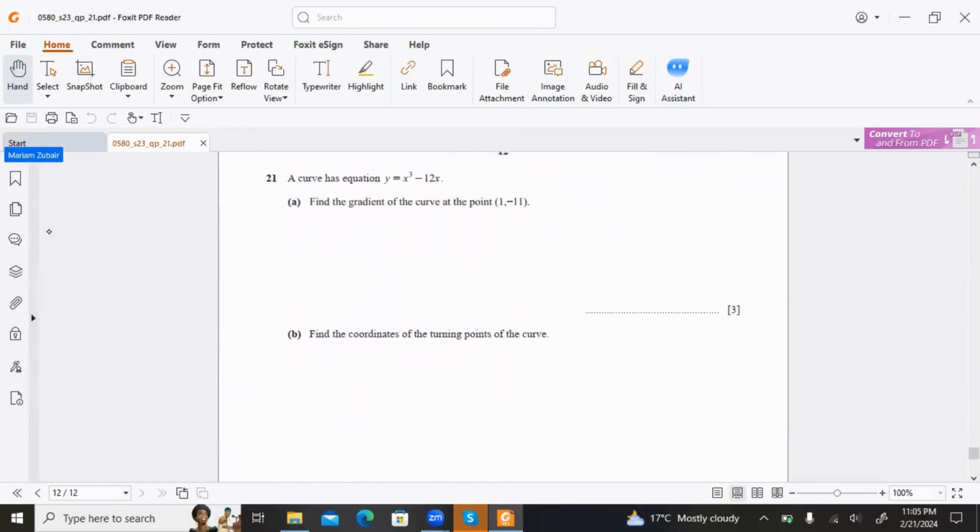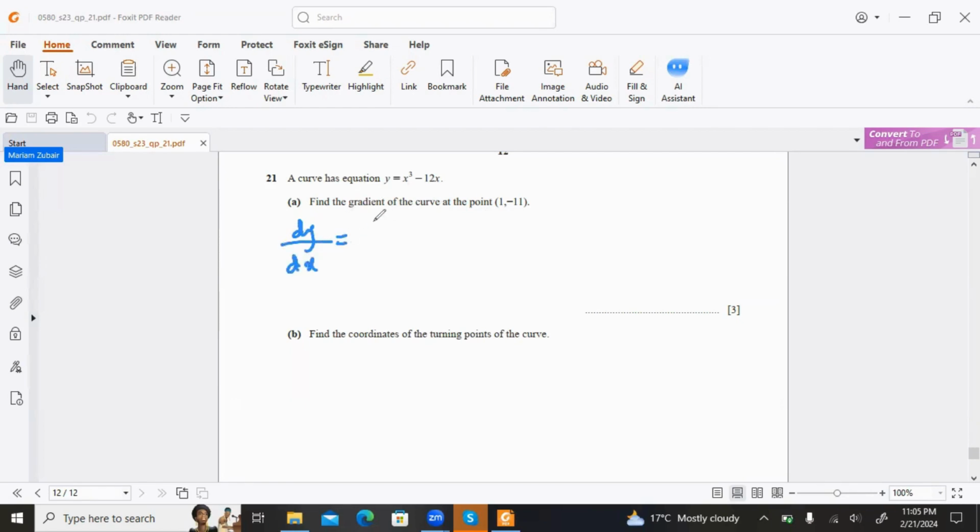The curve has an equation y equals x cubed minus 12x. Find the gradient of the curve at the point 1, negative 11. When you have a curve and they ask you to find the gradient, you differentiate it. Differentiate y with respect to x.